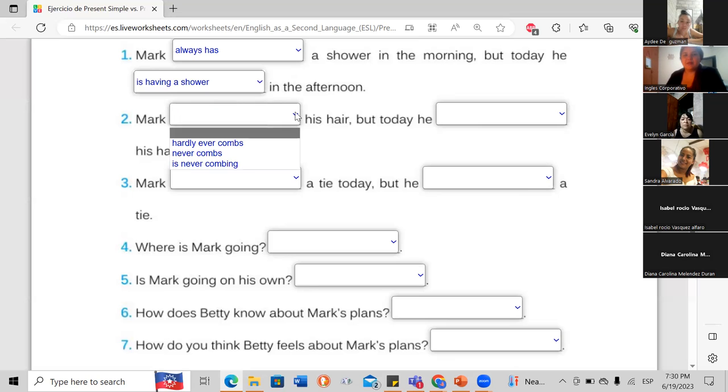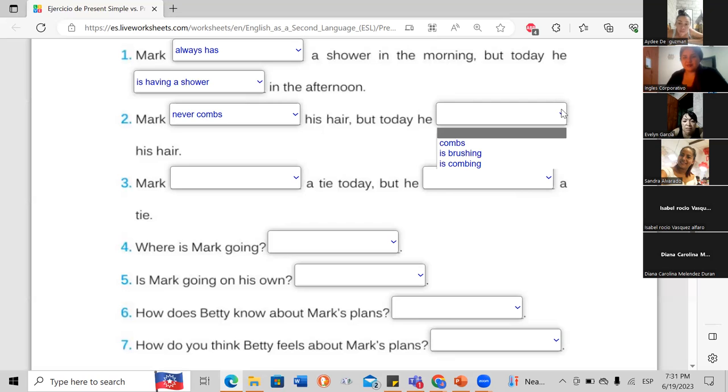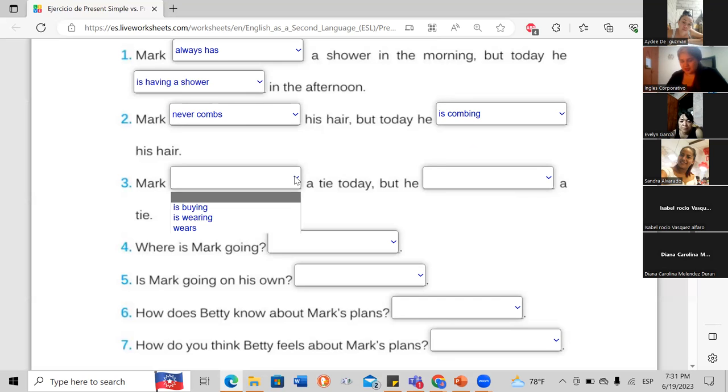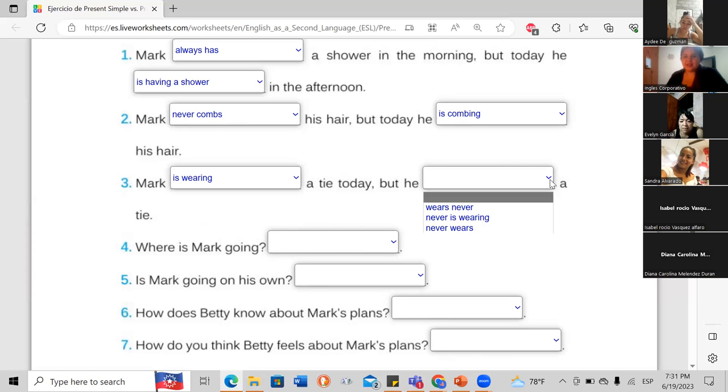Okay. Number two, Mark never combs his hair, but today he's combing his hair. Okay, what about number three? Mark is wearing a tie today, but he never wears a tie.